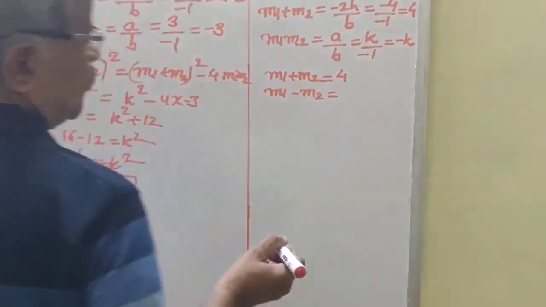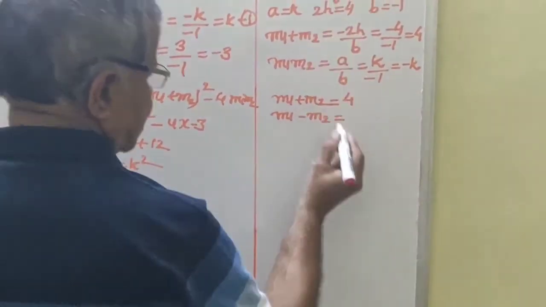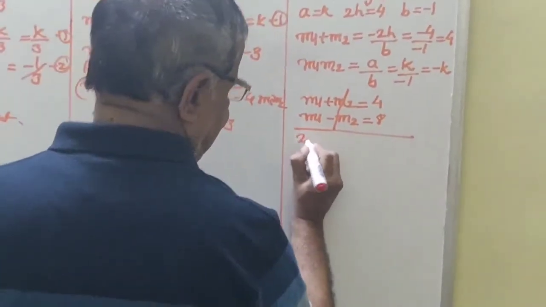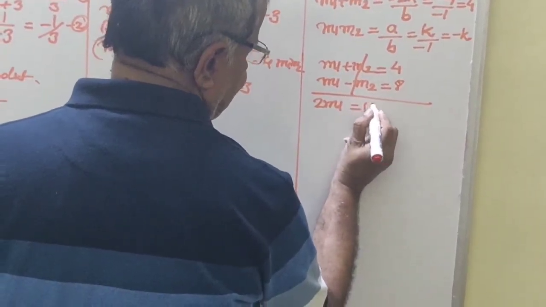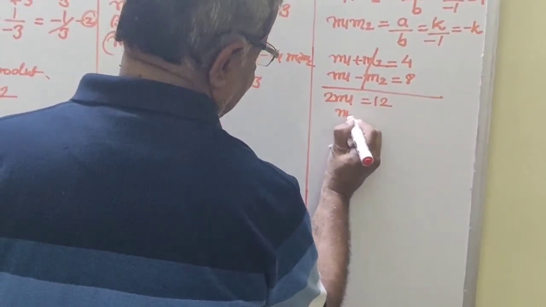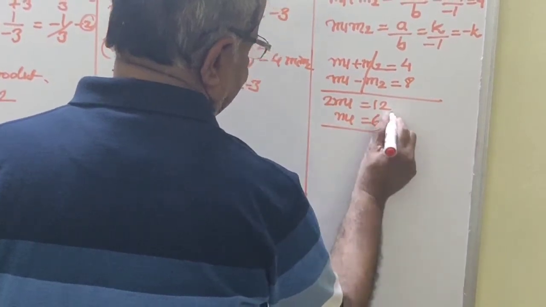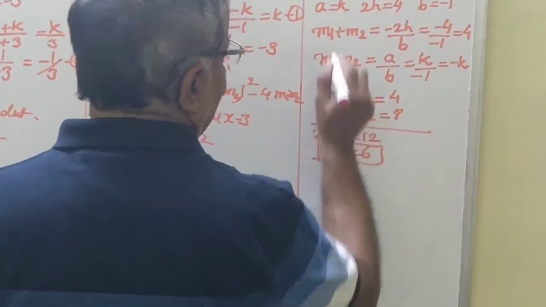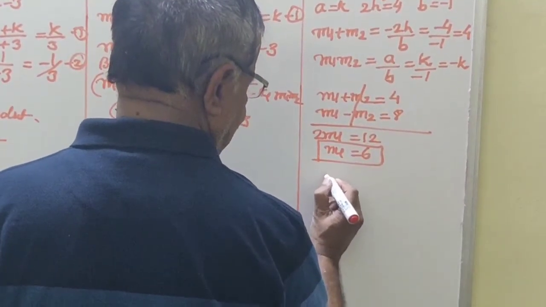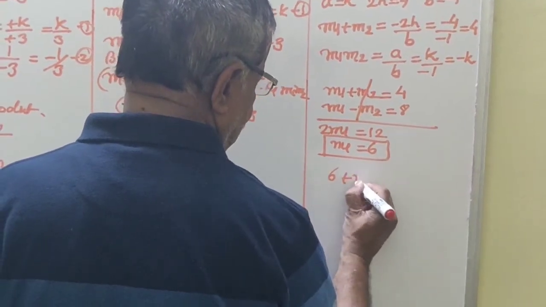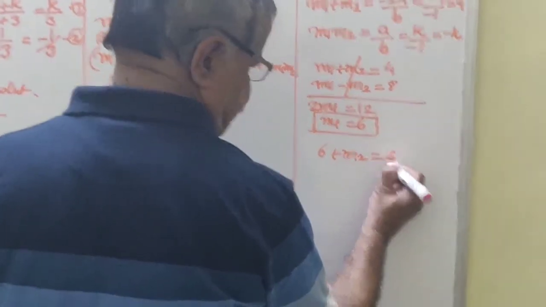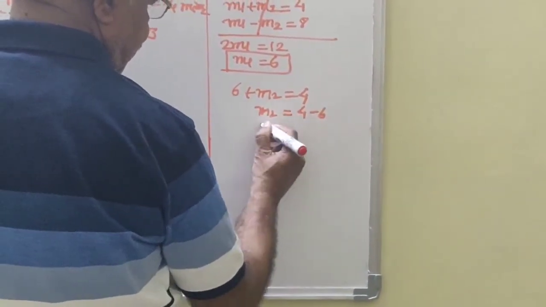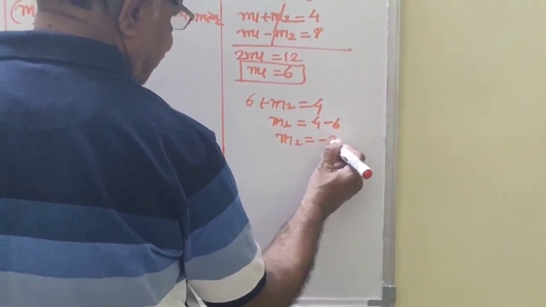Now m1 plus m2 is equal to 4 and m1 minus m2 is equal to what? The value is given as 8. By the elimination method I can solve this easily. So I will get 2m1 is equal to 12. Now m1 will be 6. I got the value of m1. By substituting this value in equation 1, I get 6 plus m2 is equal to 4. Now what is my m2? m2 is 4 minus 6, so m2 is equal to minus 2.